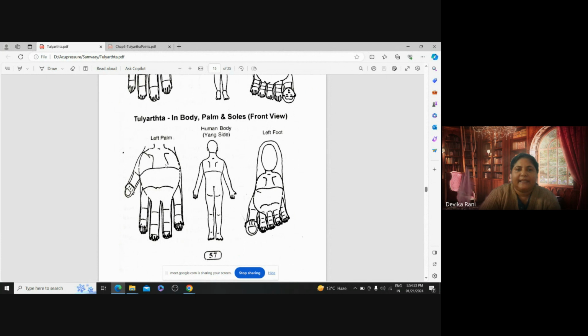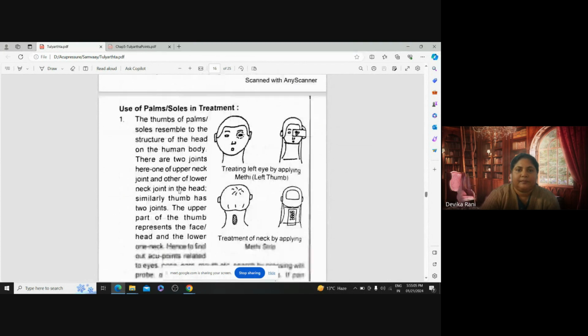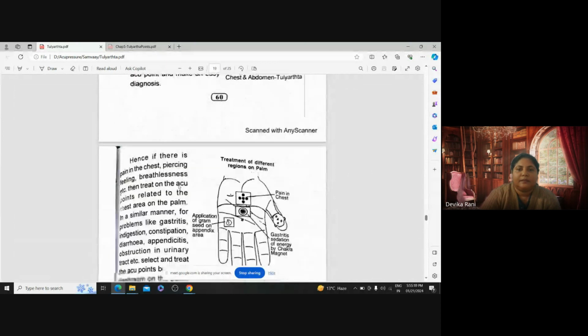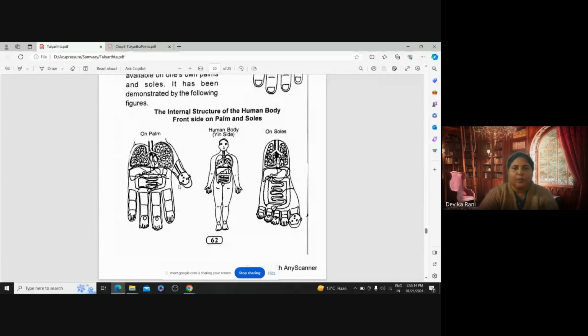Similarly, the back side, again, the way it is in both the hands, it will be like this: the back side, the chest region, and in the sole as well. Now, I'll just go a little further to help you understand this a little better, and then we can go back to the treatment bit.